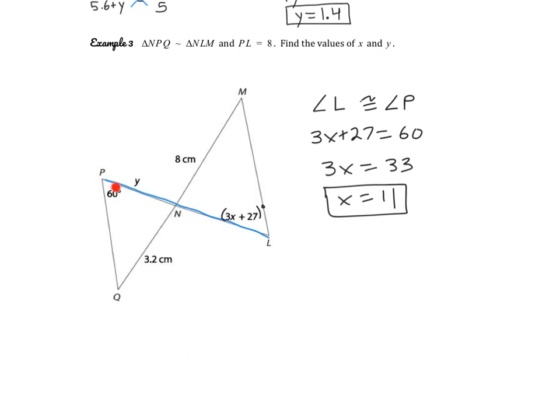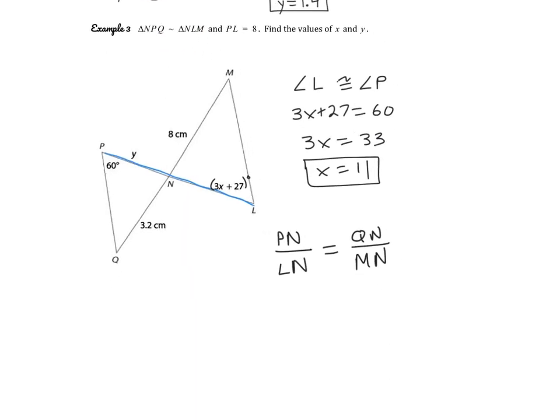Okay, to find y, we can see that y is PN. So we're going to need to set up a proportion of the sides. So let's start with PN. So PN, since it goes second to third, corresponds with LN, so we can say over LN equals, let's see, another length we know from our triangle on the left is QN, and QN, third to first, corresponds with MN.